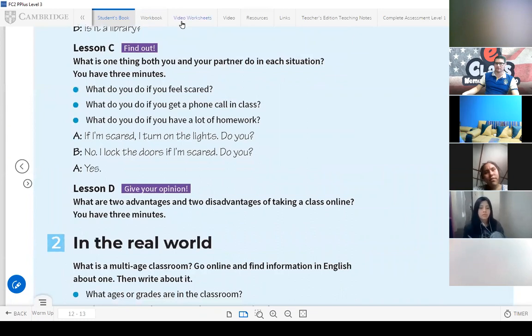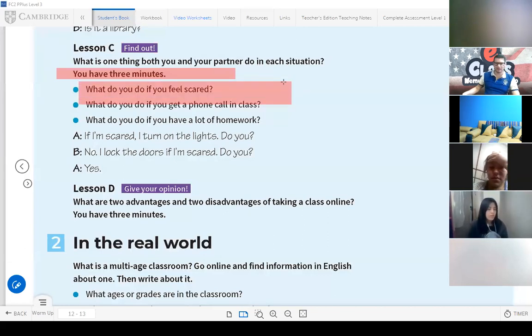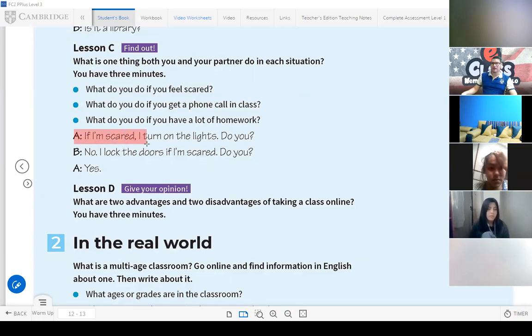It says here, what is one thing both you and your partner do in each situation? You have 3 minutes. Oh yeah, I'm gonna ask this, no? Do you remember the conditional? No, you say, if I'm scared, I turn on the lights. What do you do if you feel scared?